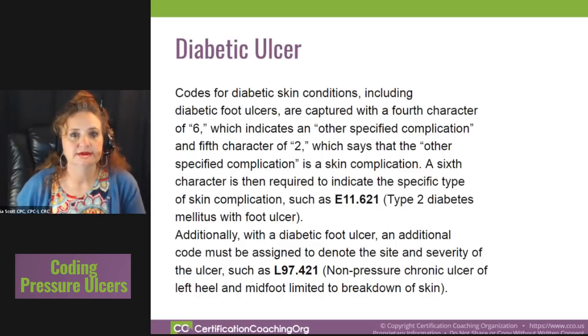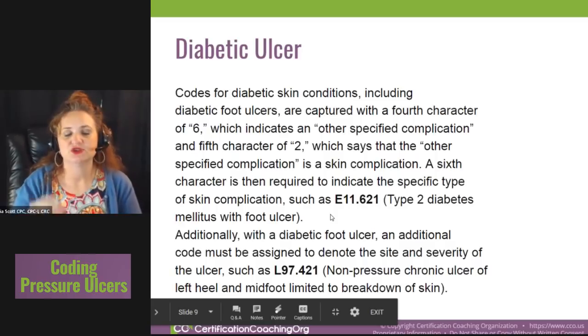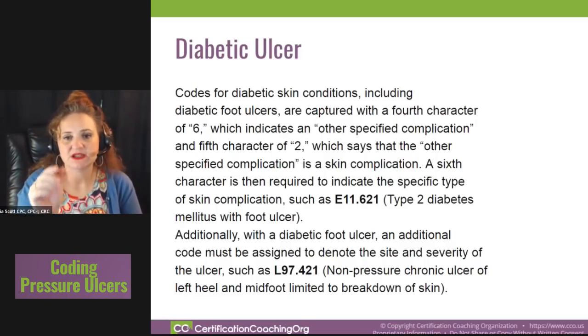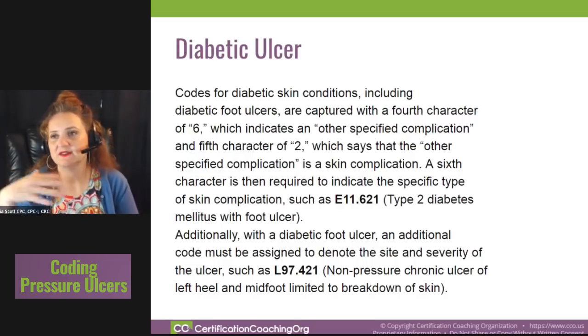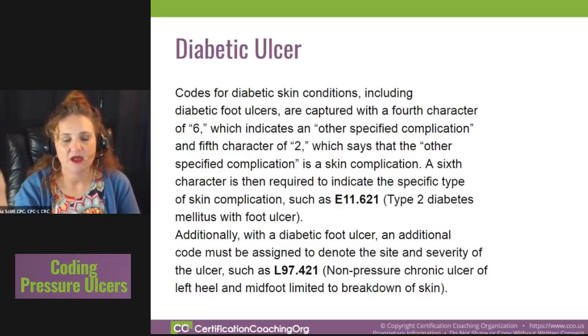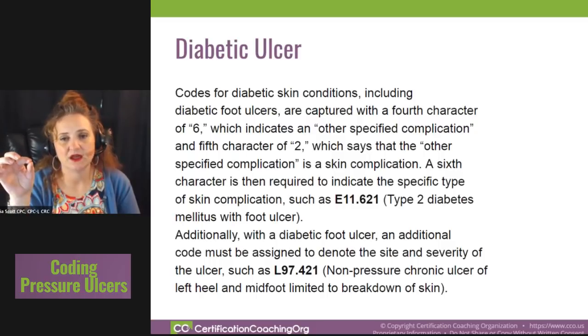Let's see, diabetic ulcers. Again, you're going to have a fourth character of 6 whenever you have a diabetic foot ulcer, which would be E11.621. Anything past the point is going to tell you a manifestation. So if it's E11.9, that's type 2 diabetes with no complications. If it's E10.9, that's type 1 diabetes, no complications. Whenever there is a character other than 9 behind that point, that means there's a complication of some kind. And 6 is going to be for our ulcers.